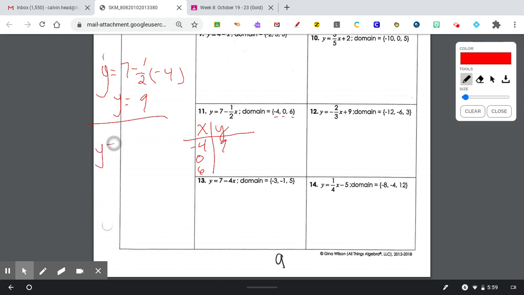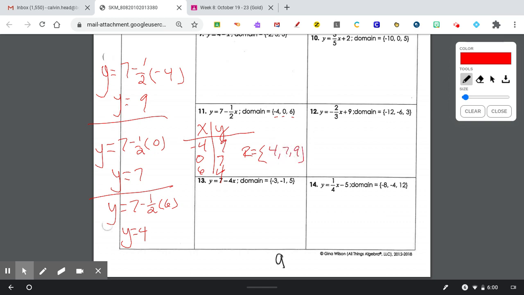So I come here, do the same thing. Y equals 7 minus 1/2 times 0. Okay, and that gives me 7. Then I have Y equals 7 minus 1/2 times 6. Okay, and that gives me 4. So I write my range, least to greatest. So 4, 7, 9.